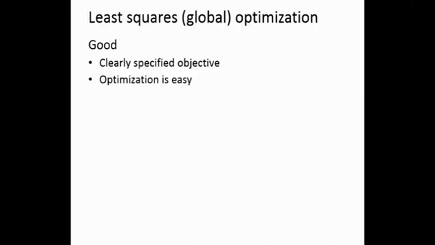So far we've talked about a couple methods for least squares, global optimization, where you're trying to fit all the points. What I mean by global is you're fitting all the points that are given to you. On the plus side, we've got a clearly specified objective. The goodness of fit measure is really easy to write down. The optimization is also really easy. It's just solving a system of linear equations. You really can't get easier than that for optimization.